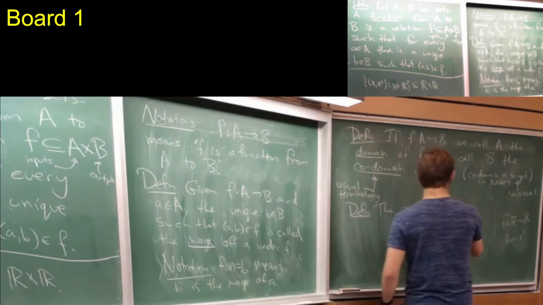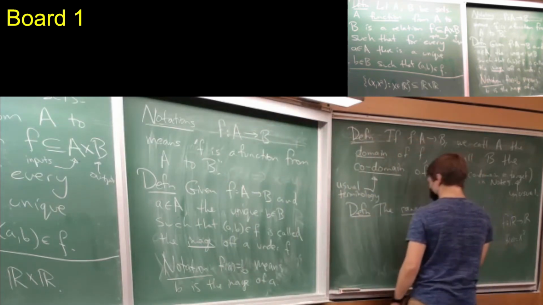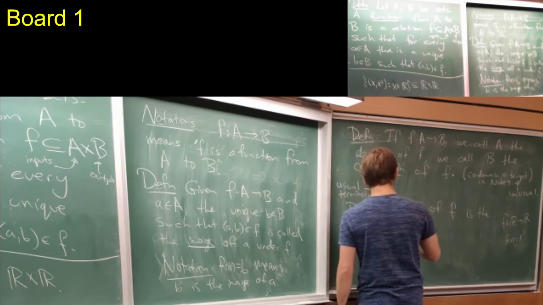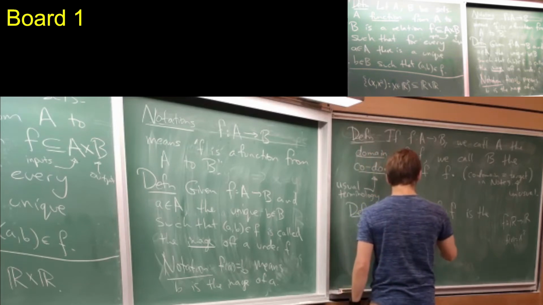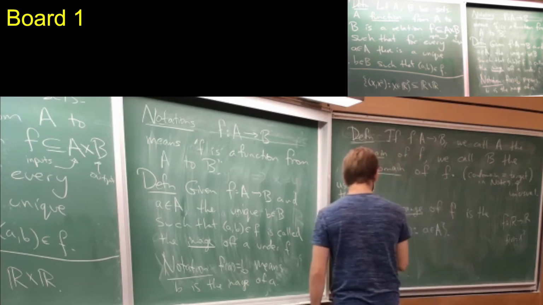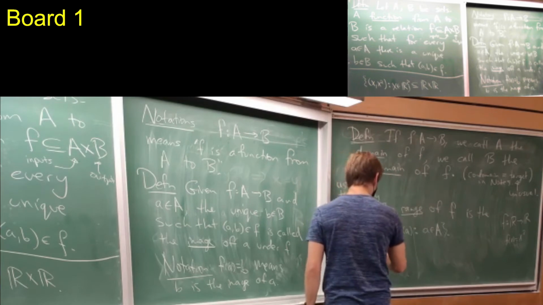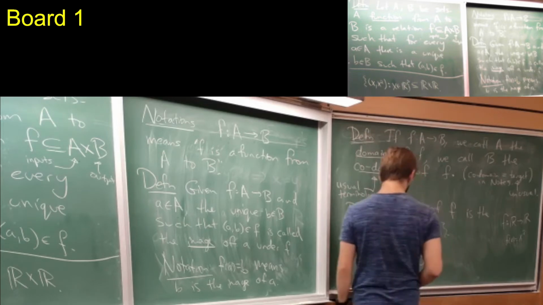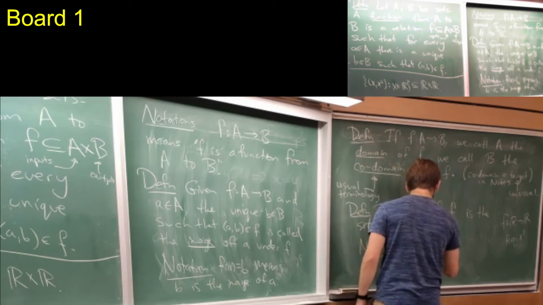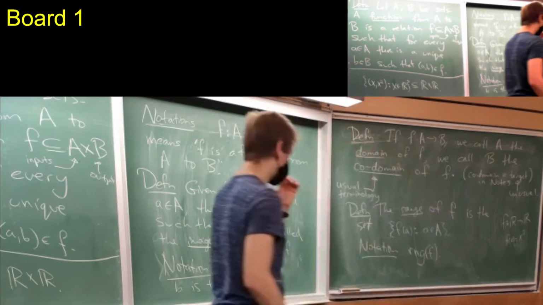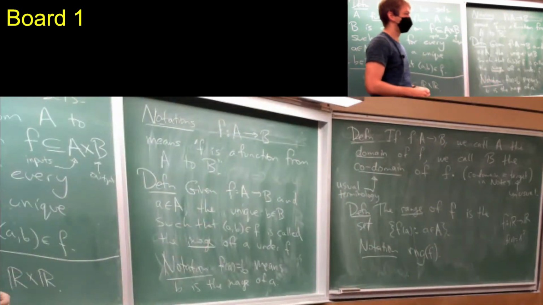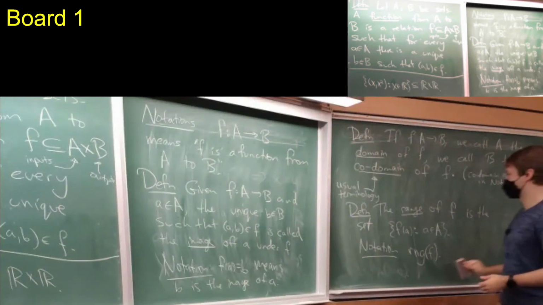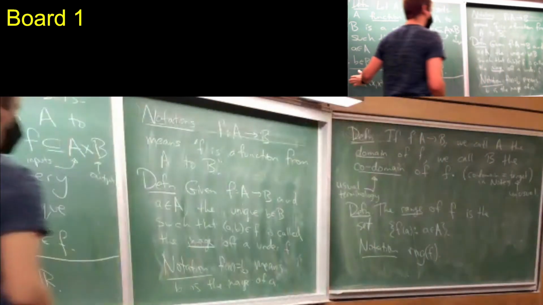So the range of f is the set of f of a such that a is in A. And the notation we'll use for this is the range of f. So let's maybe look at some examples. Were there any questions about these definitions?